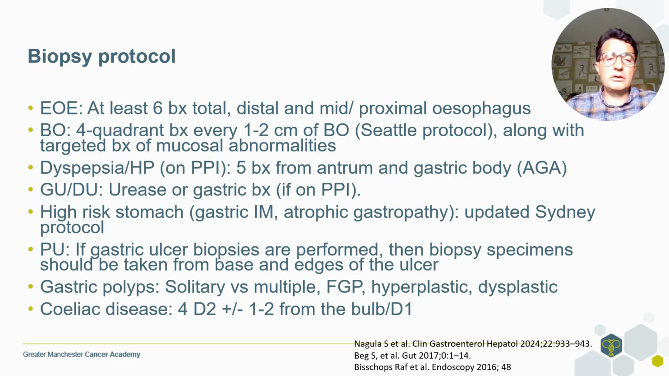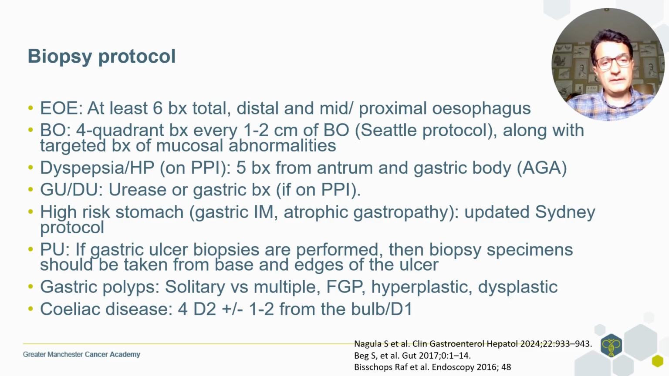Moving on to biopsy protocols. For suspected eosinophilic esophagitis, at least 6 biopsies are required, usually 2 from the distal and 4 from mid and proximal esophagus. Regarding Barrett's esophagus, 4 quadrant biopsies every 1 to 2 centimeters of the Barrett's esophagus, namely the Seattle protocol, along with targeted biopsy of any mucosal abnormality.